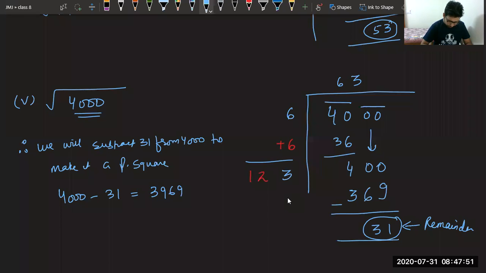So answer is 3969, and we all know the square root of 3969 is very simple. What is square root of 3969? It is 63. That's it.